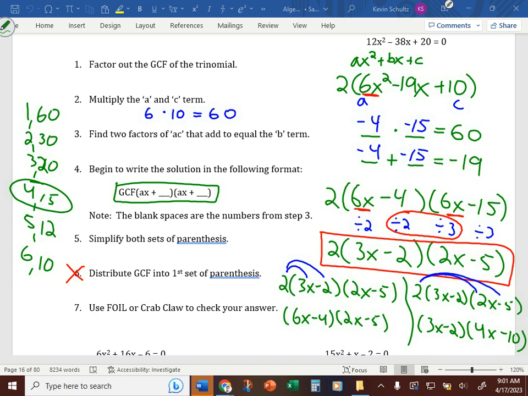Just like a number can have multiple factors, 60 had 6 different pairs of factors. This trinomial has 3 different factor pairs. All 3 of these answers are correct. You can stop without distributing, and that's cool. That's good. If you distribute the GCF into either the first set or the second set, not both, that will give you 2 additional factor pairs.